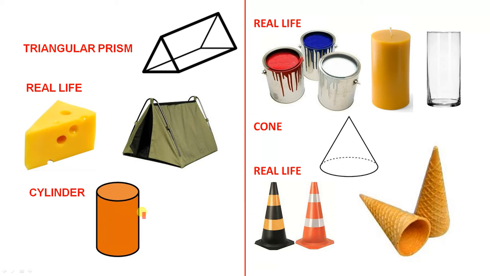As far as the cylinder is concerned, in real life you have things like paint tins, candles, and drinking glasses. As far as the cone is concerned, here we have these cones, which you'll see a lot of them on roads when there's road work. They put these out for safety. And what about the famous ice cream cone?